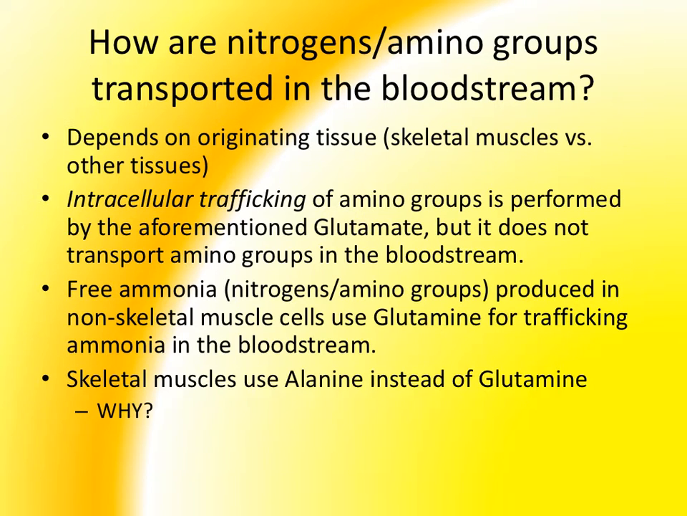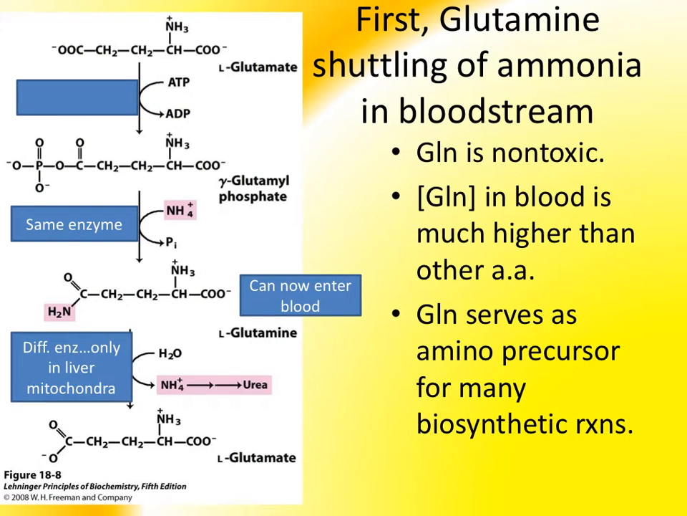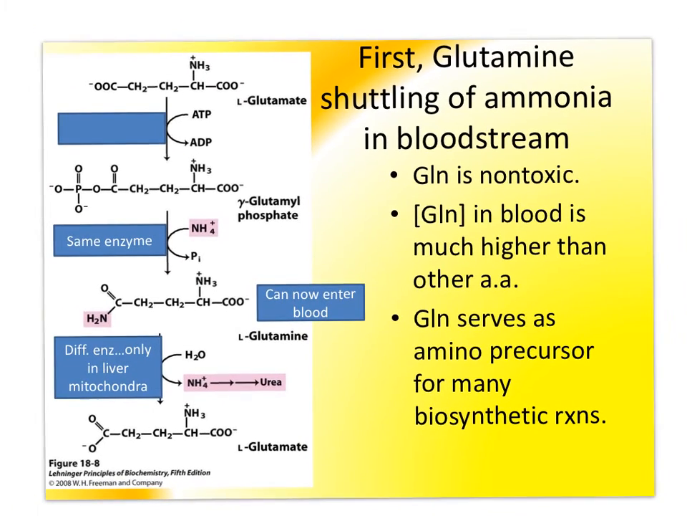But remember, inside the same cell is glutamate, no big deal. We can just use aminotransferases. But once you want to go from one organ to another organ in the bloodstream, you're going to use either glutamine or alanine. Alanine is for muscles. Everything else is going to use glutamine. Glutamine is very important. It's one of the reasons why it's in such high concentrations in your blood. Alanine and glutamine are transferring nitrogens from tissue to tissue.